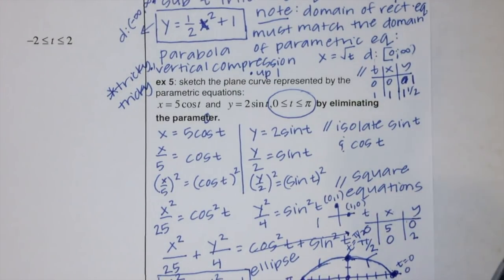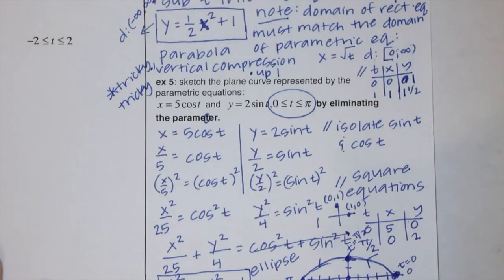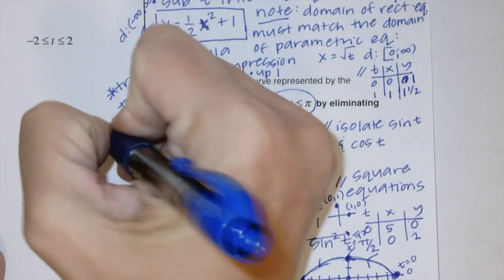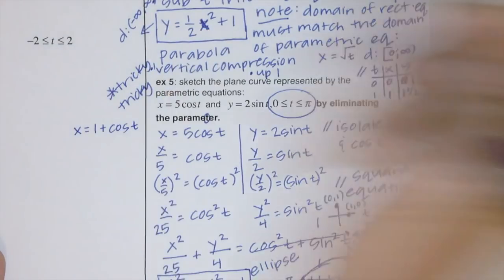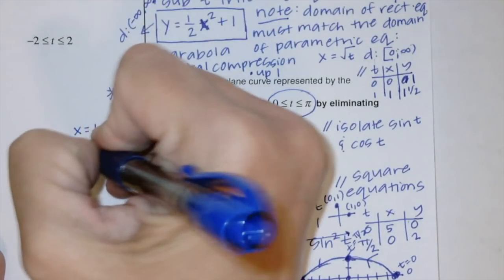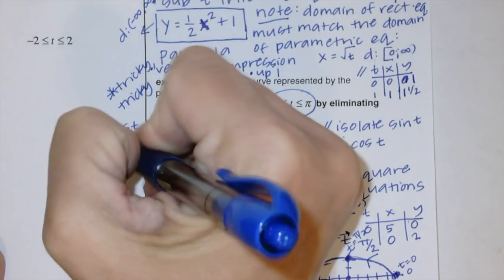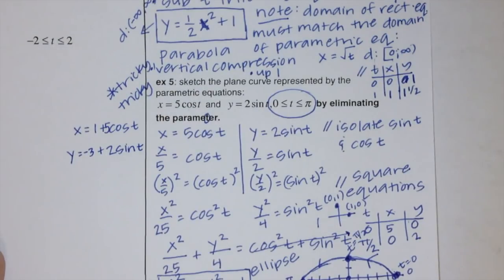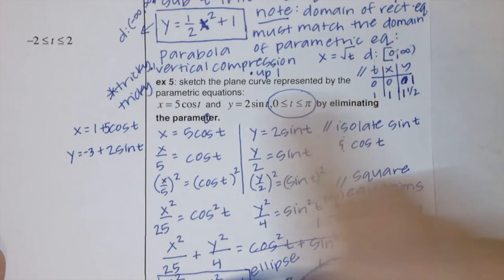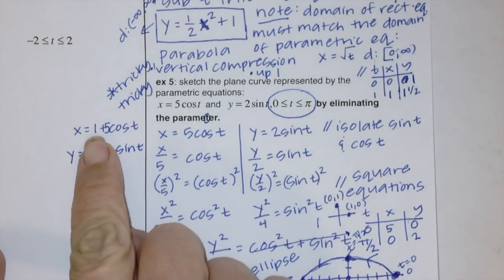Alrighty. Now, on your test, or in your work even, you might have a problem that looks like this, that says x equals 1 plus 5 cosine t, and then maybe y equals negative 3 plus 2 sine t. And students get stuck. They're like, what do I do? Same thing first. Isolate sine t and cosine t. So instead of just dividing first, I have to subtract the 1 and I have to add the 3. So it looks like this.